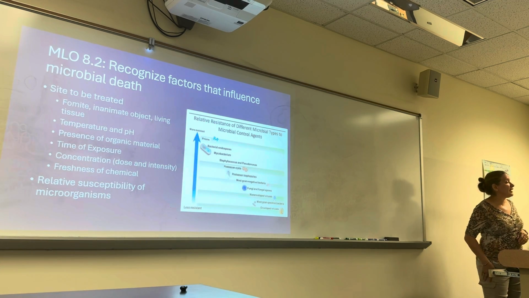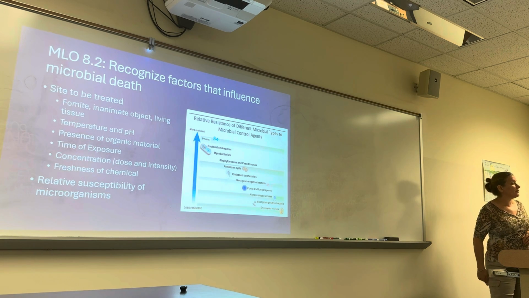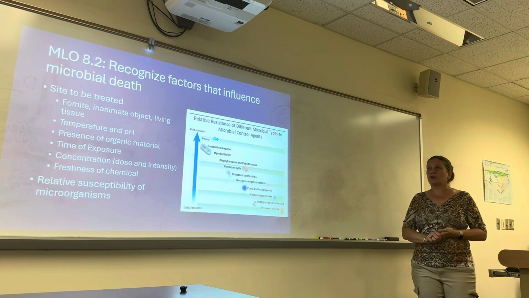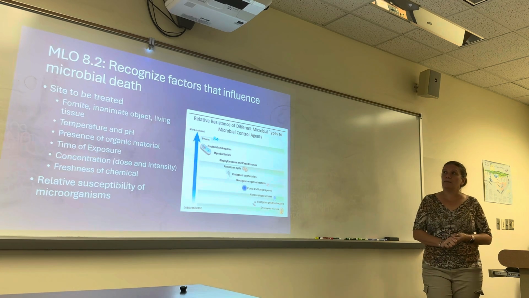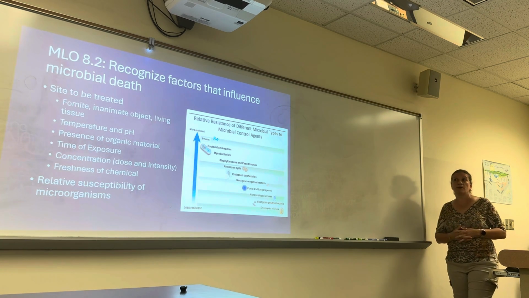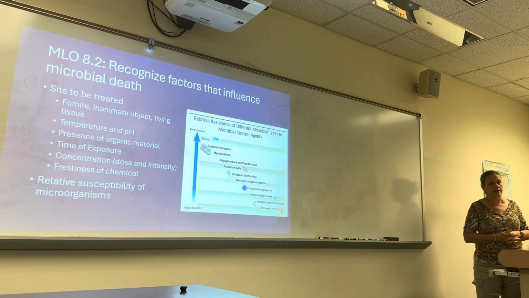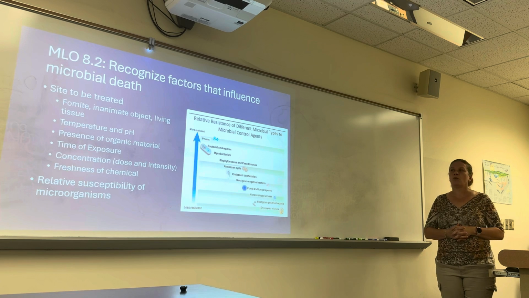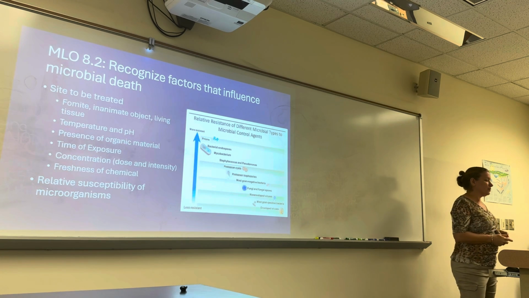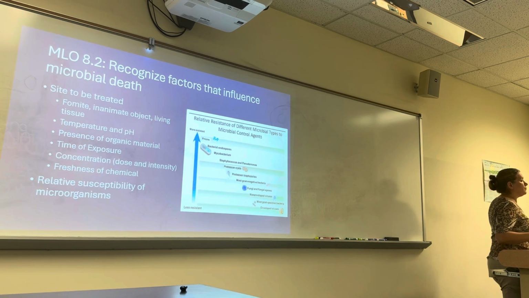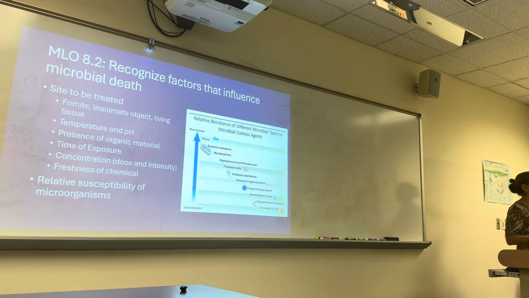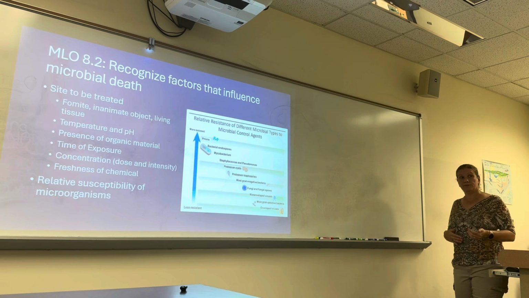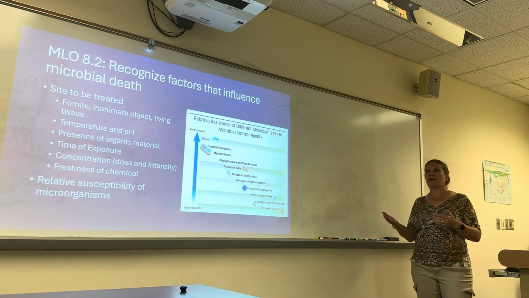Now, recognizing factors that influence microbial death. First, one thing that's going to play a role in influencing microbial death, or the ability of that antimicrobial to do its job, is the site to be treated. What is that site? Is it a fomite, an inanimate object, or is it living tissue? Because you're going to have to treat those differently.